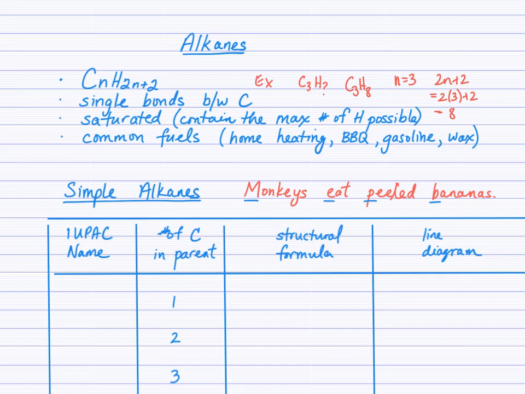All alkanes have single bonds between the carbon atoms, and that's the key, that you will see single bonds between the carbon atoms. By virtue of that, these are saturated hydrocarbons, which means they'll always have the highest number of hydrogens possible around each carbon.